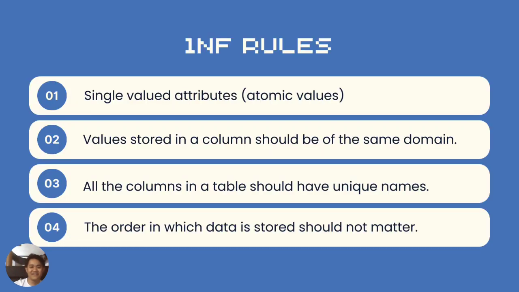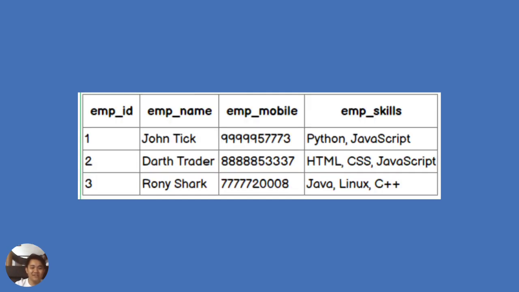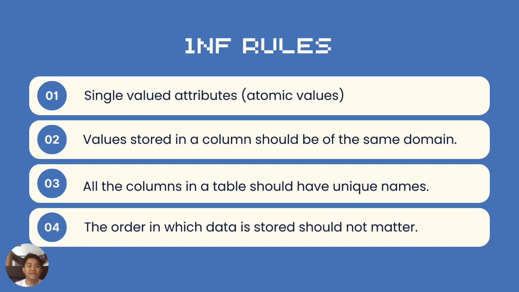It's fine. And so the next one is all the columns in a table should have unique names. Basically, so you won't be too confused. So it should have different names. You can't have two employee name fields, because that would be very confusing. It would cause an anomaly. And so for the last one, we have the order in which data is stored should not matter. So it should not matter.